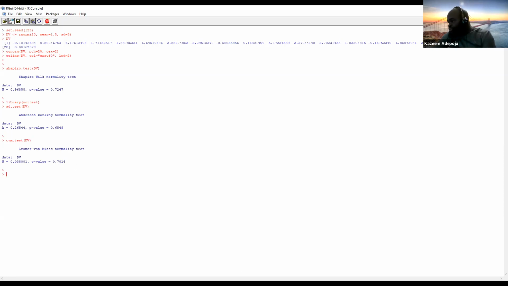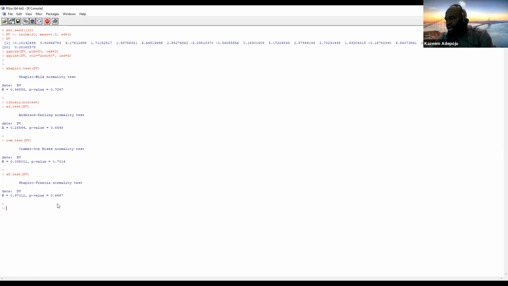So I'm going to go into the other one, the Shapiro-Francia test. We are still under univariate tests of normality. Now, can you see that? If you want to do the Shapiro-Francia test, you actually need to load the package, nortest. As you can see, the p-value still agrees with the p-values of the others.